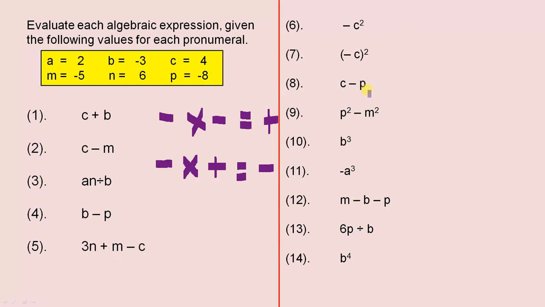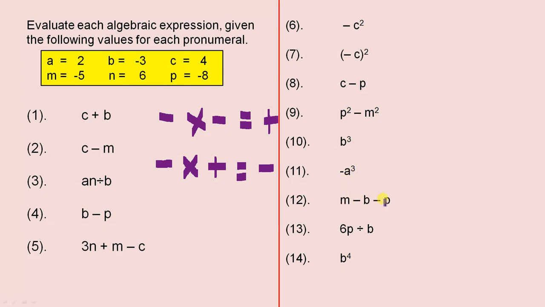Here we have c minus p. p squared means p times p. m squared means m times m. b cubed means you multiply b by itself 3 times. a cubed means you multiply a by itself 3 times. Don't forget the minus sign here.